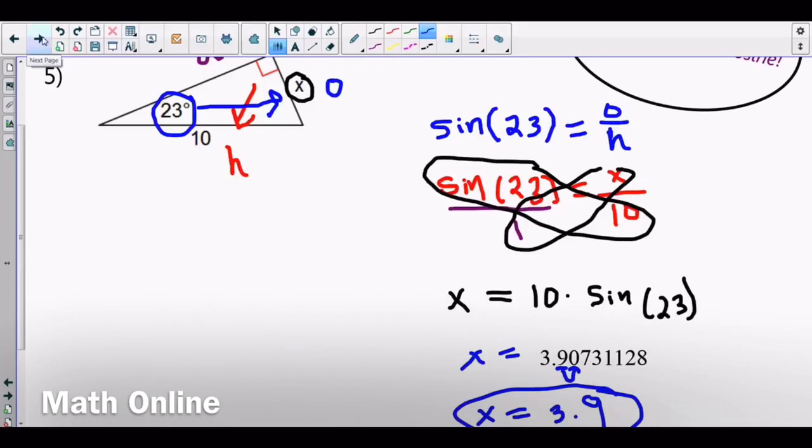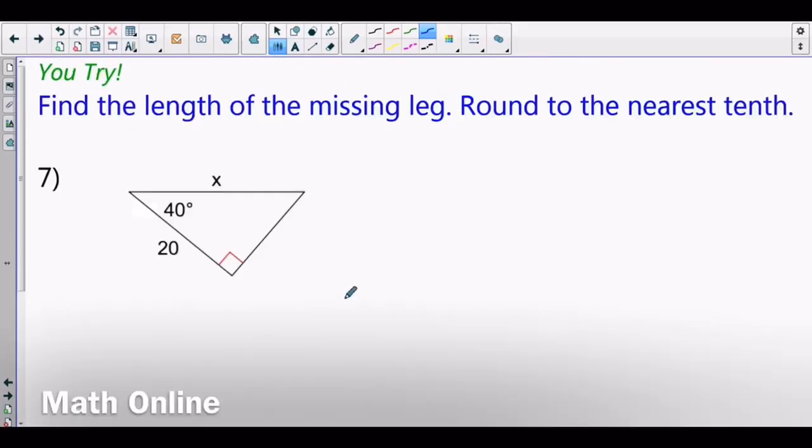Next one. I want you to pause the video, give it a try, do it on your own, challenge yourself, and once you figure it out, play the video and check your answer to see if you got it right. Make sure that you're labeling all the sides and figuring out what trig function you're going to use, sine or cosine, or maybe even tangent, when it comes to future assignments. So here we go. Pause the video, try it, and then check your answer.